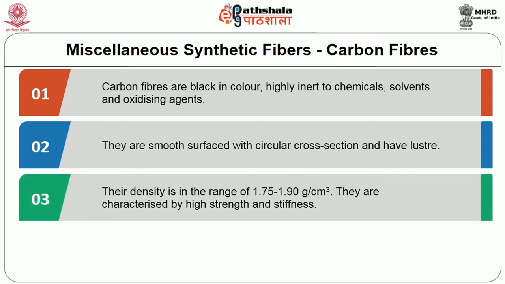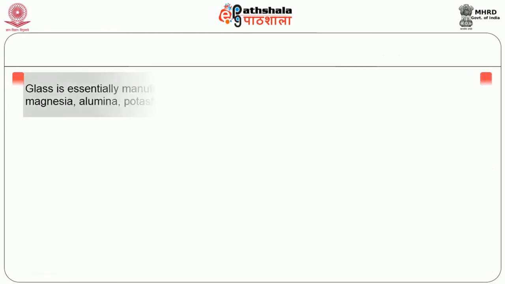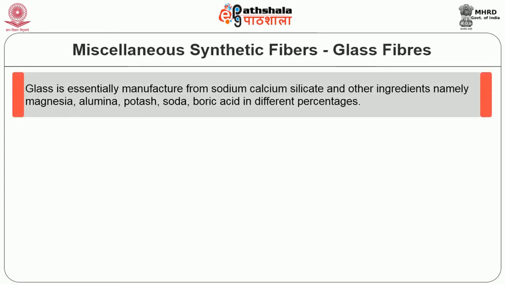The density is in the range of 1.75 to 1.90 grams per cubic centimeter. They are characterized by high strength and stiffness. Carbon fiber applications include specialized composites for space vehicles, aircraft, automobiles, sports goods, marine applications, submarines, pressure vessels, and protective clothing, etc. The next miscellaneous fiber will be glass fiber.